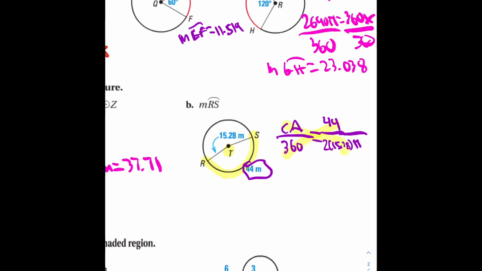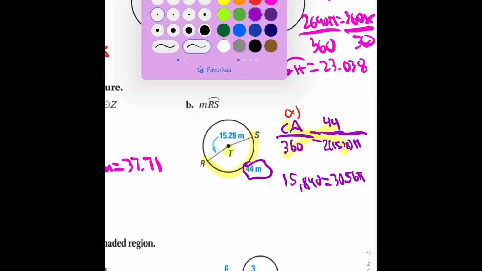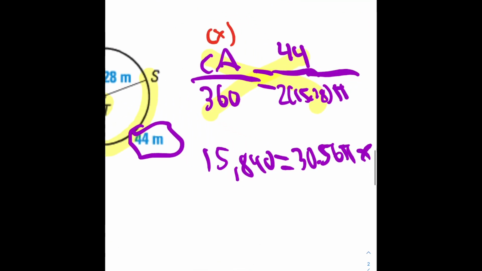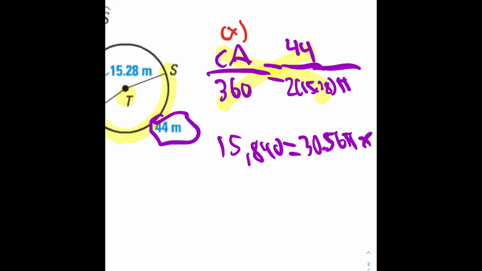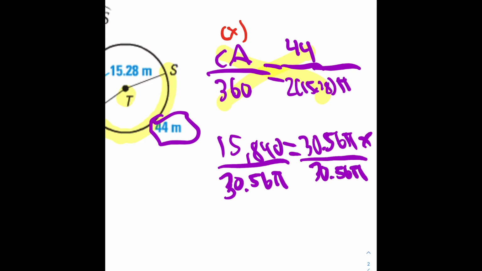So when we cross multiply, we get 44 times 360 is 15,840 equal to 30.56 pi. And let's call our central angle X. I like keeping it in terms of pi as long as I can. Again, if you want to multiply it out, do 30.56 times pi. Now you have to remember, if you use 3.14 or if you use the pi button on your calculator, you may get slightly different numbers because pi never ends. If you always use 3.14, it's going to round. So 30.56 pi divided out, we're going to get a central angle.